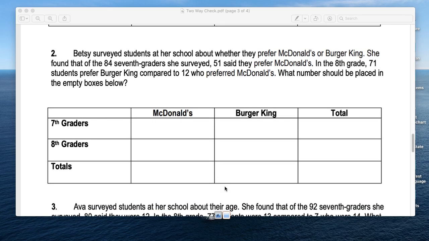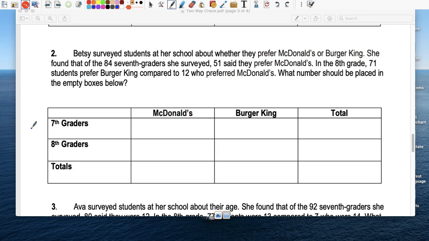Betsy surveyed whether students like McDonald's or Burger King. She found out that out of the 84 7th graders she surveyed, so we know right off the bat, here's my 7th graders, there's a total of 84 7th graders. 51 said they like McDonald's, which means the rest chose Burger King. So 84 minus 51. I'm just going to do this as we go. So we have 33 people who said Burger King. In the 8th grade, 71 students prefer Burger King. So I'm going to write 71 over here. 12 would prefer McDonald's. Put the 12 over here.